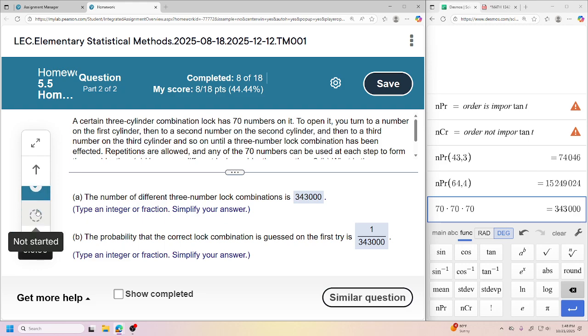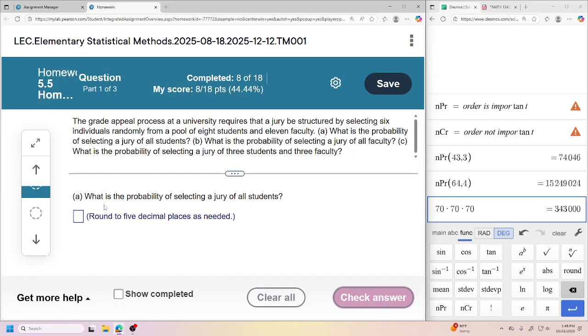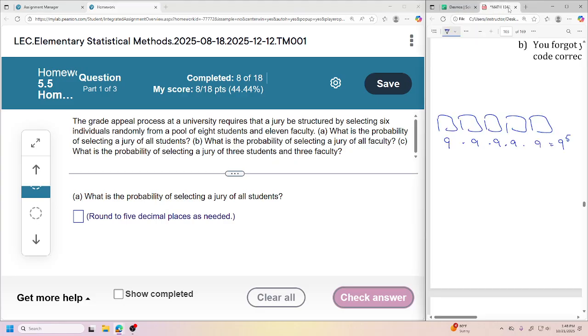Awesome. Keep cruising. Lottery stuff. Again, I think we talked about it. I'm not worried about it. Jury selecting. This is it right here. This is the one. Okay, so jury selecting and the fasteners. These are the two that are a little bit weird. I want to talk about them for sure, okay?